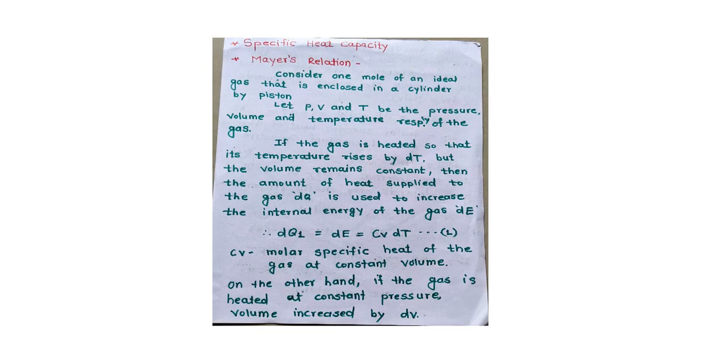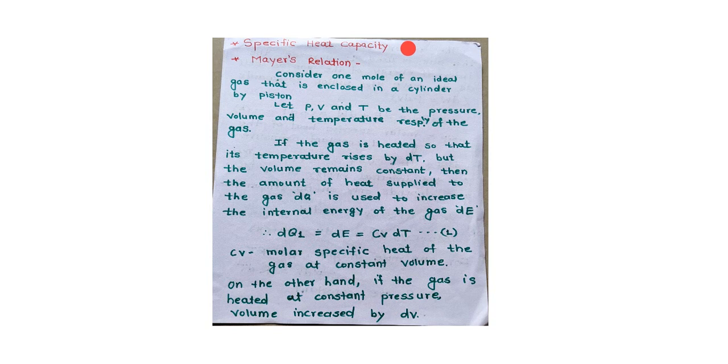Another topic is the specific heat capacity. So what is the specific heat capacity? Students, you know that when the temperature of a gas is increased, even a small rise causes considerable change in volume and pressure. Therefore, two specific heats are defined for gases. So what is the specific heat capacity? The quantity of heat absorbed by a body to raise the temperature of a unit mass of a substance through 1 Kelvin or 1 degree Celsius is called the specific heat of the substance.